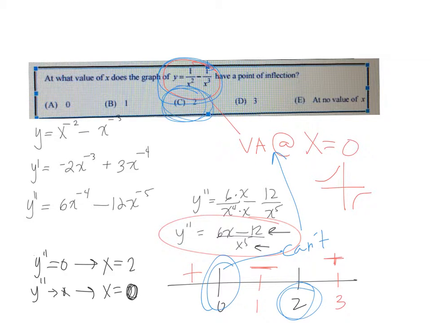So those are those uh-oh moments. You're like, wait, let me go back, let me think, let me look at my function and say, wait a minute. Okay, I do have a situation here where I have vertical asymptotes. We can't have points of inflection on asymptotes.